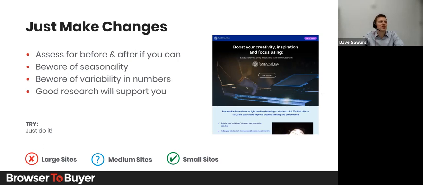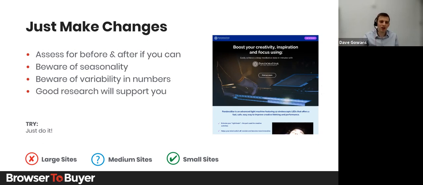If you've done the research, if you understand your customers, there is a relatively high likelihood that the change will work for you. Beware of variability, keep an eye on the numbers, but this is an example of a very, very small business we work with, and we rolled out the landing pages for them without testing them, because they just didn't have the volume. But we knew what their customers wanted, and it did make a big difference to their business.